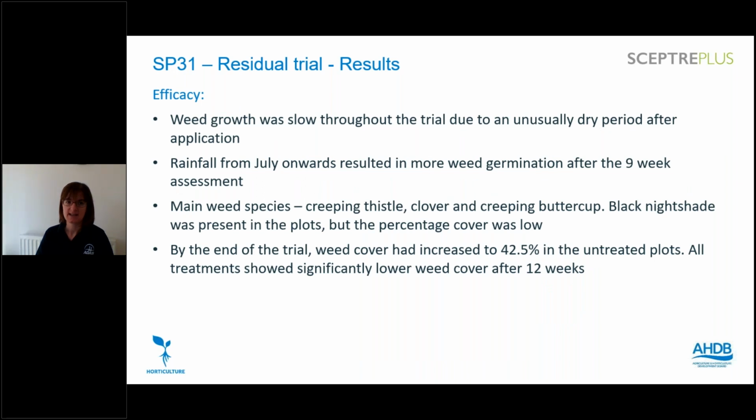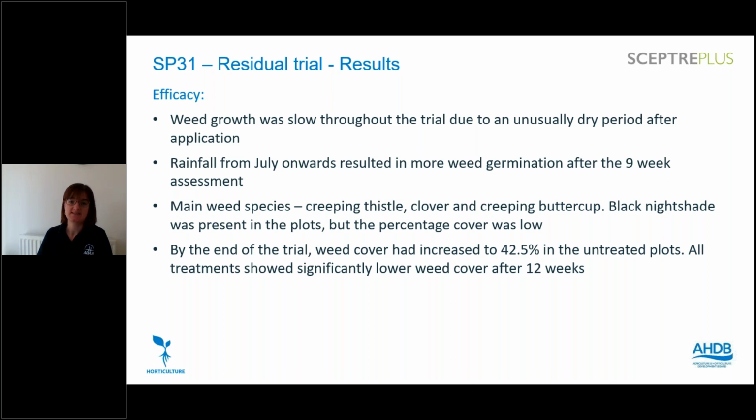So in terms of the efficacy, Dave mentioned this in his presentation, that the weather was extremely dry for a good period of time, from around the end of March through to June. So in terms of carrying out trials on residual weed control, not ideal conditions. So weed growth was slow initially because of this weather. So the assessments that we did earlier on didn't really show huge differences between the treatments. However, we then did start to get quite wet weather from around July onwards.